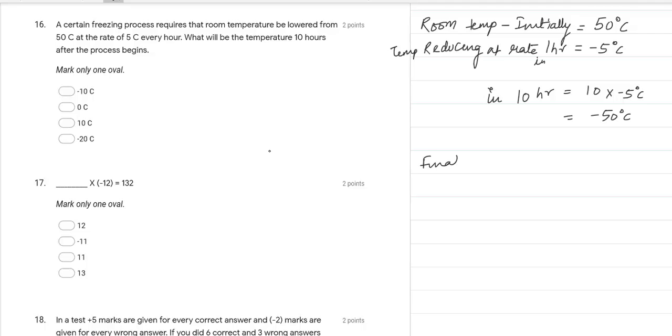Final temperature will be given by the initial, that was 50 degrees Celsius, and the reduction, that is minus 50 degrees Celsius. Answer is 0 degree Celsius. So hence the correct answer is the second one.